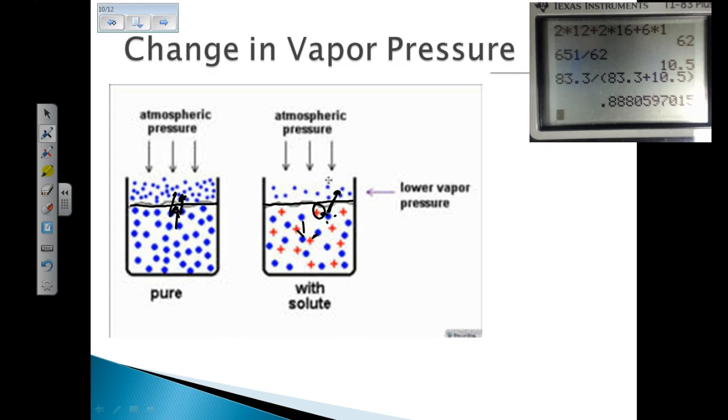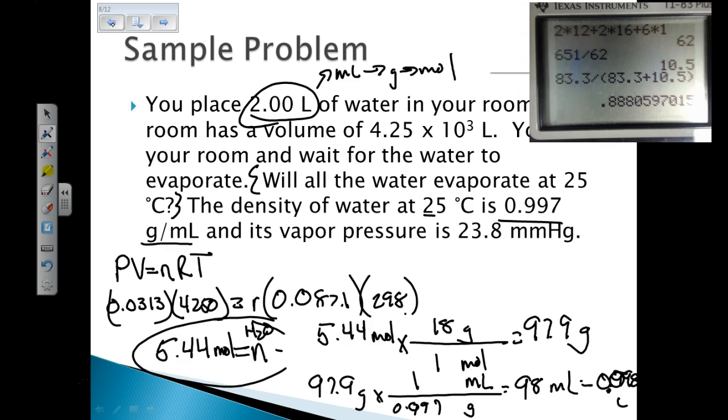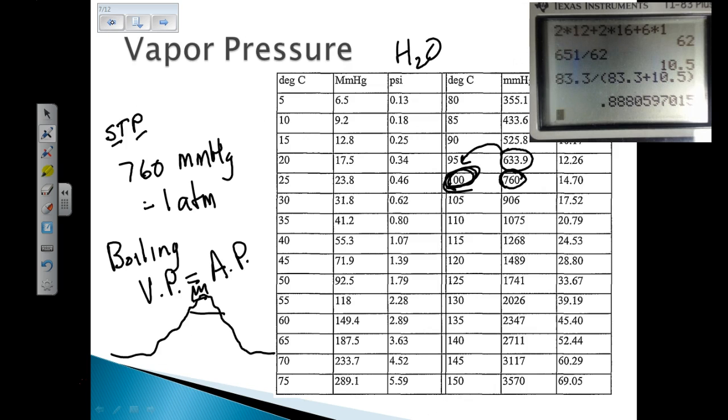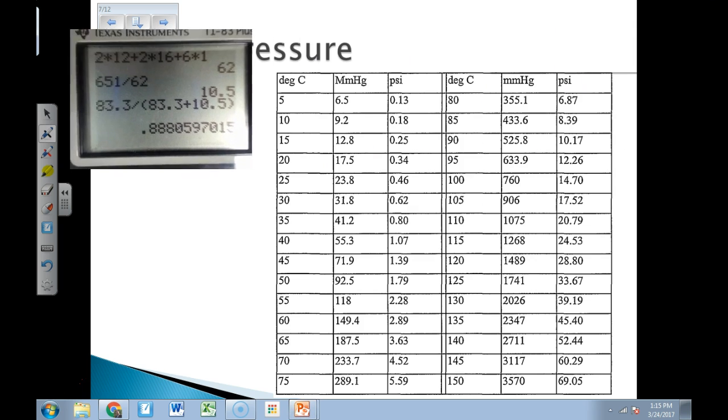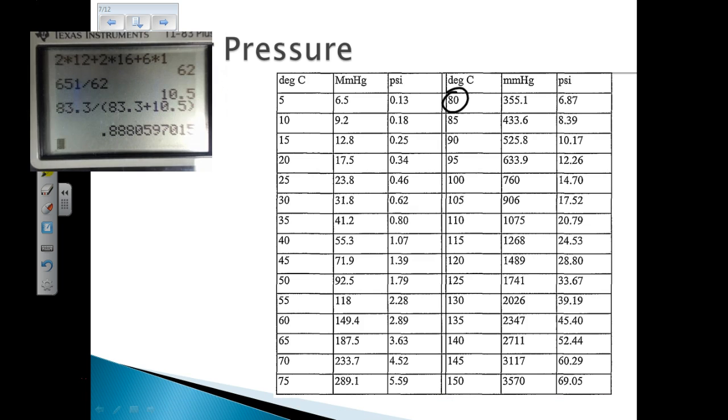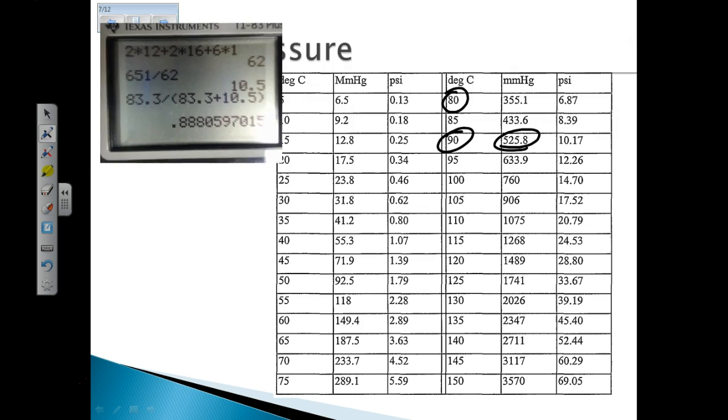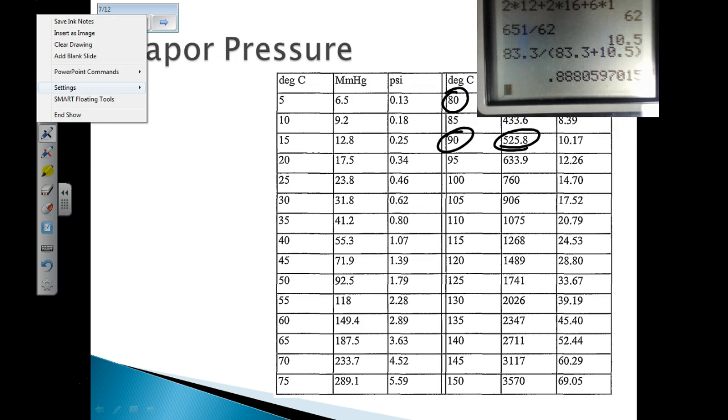Okay, so I'm going to go back through some of these slides, and so I know that I have the vapor pressure at 80 degrees. Let's see, 80 degrees. Okay, so at 80 degrees, the vapor pressure, oh, it was 90 degrees, I'm sorry. At 90 degrees, the vapor pressure was 525.8. Okay, so 525.8.